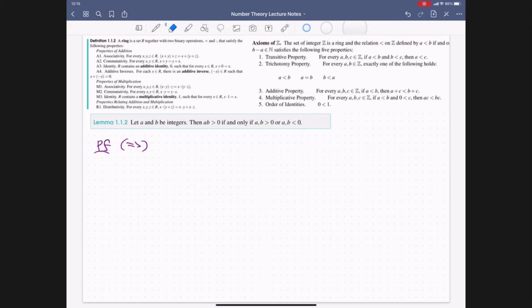So let's suppose AB is positive, and we're going to go by contradiction. So by way of contradiction, contra will be my shorthand for contradiction.